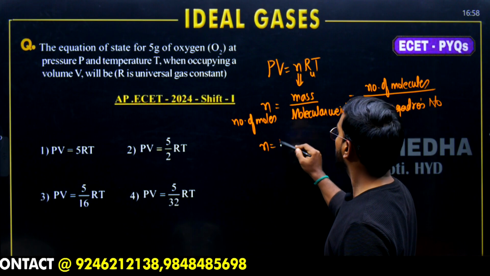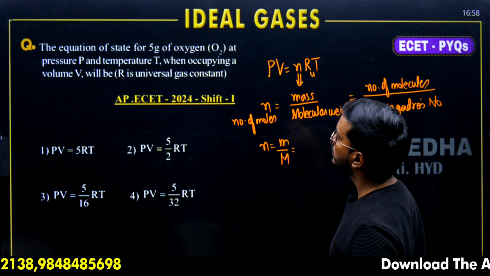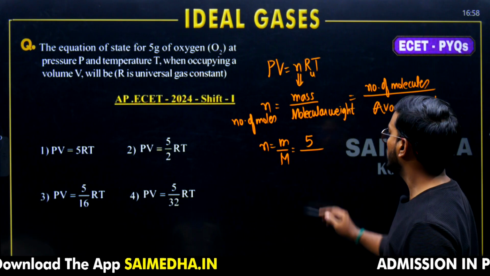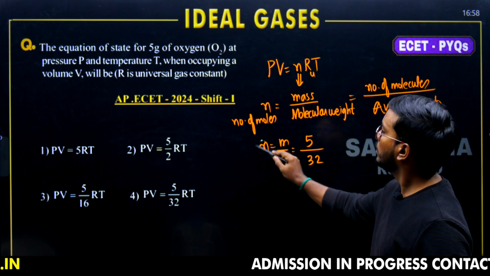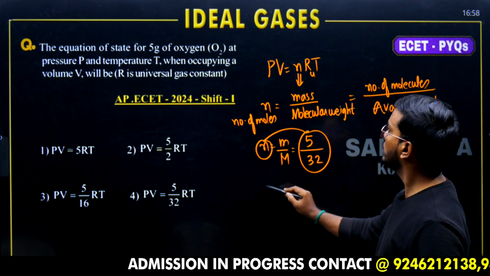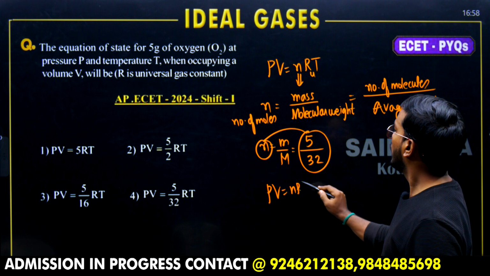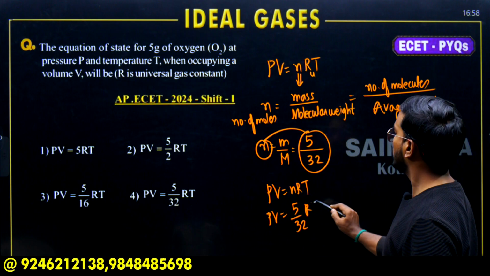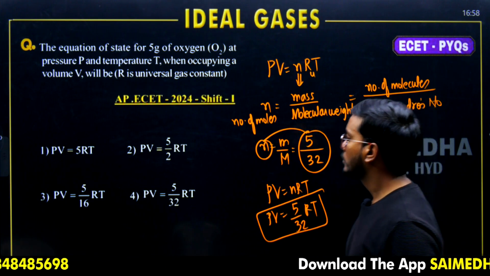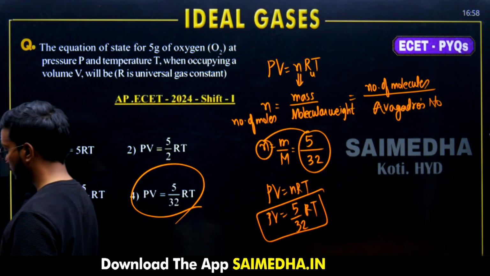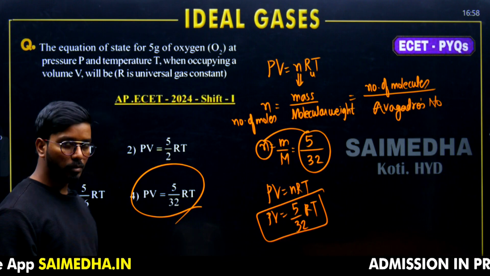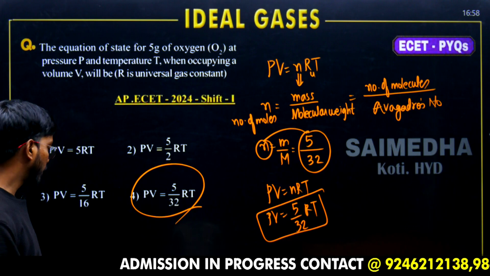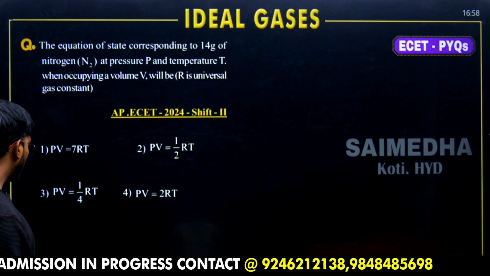n is equal to mass by molecular weight. What is the mass? 5 grams. What is the molecular weight of oxygen? 32. So in the place of n, we can substitute 5 by 32. PV is equal to nRT, so PV is equal to 5 by 32 RT. This is your answer. You have to memorize that number of moles is equal to mass divided by molecular weight. Moving on to the next question.